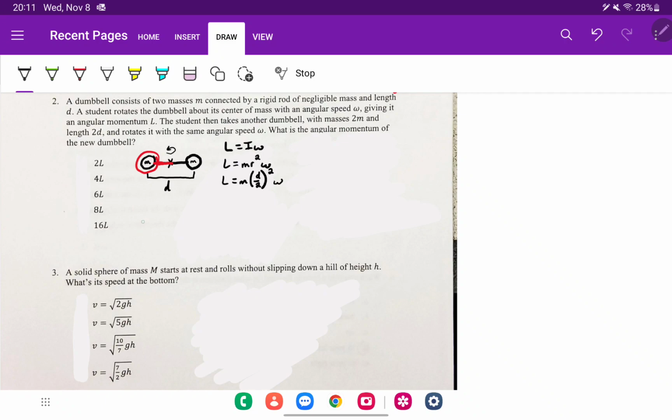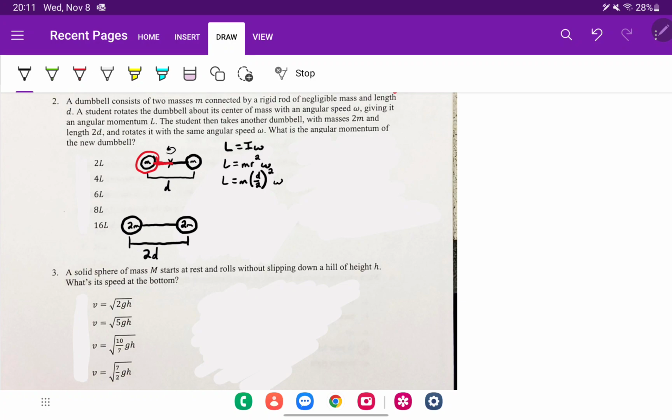So if we wanted to draw another picture, I have 2m connected by a rod. This obviously isn't proportional because I did not draw it twice as long. Oh, yeah, length 2d. Okay, and it rotates with the same angular speed omega.